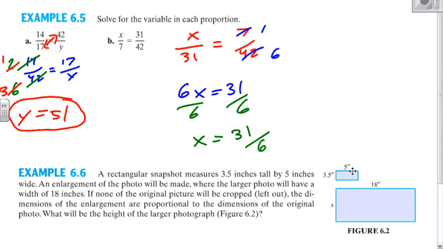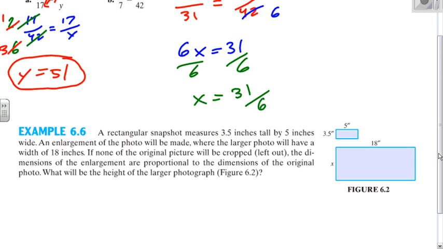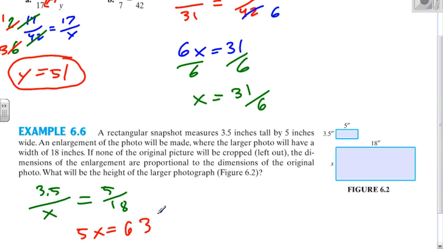So we're going to set up a proportion, length to length and width to width. So you do 3.5 to x equals 5 to 18. So when we cross multiply, we get 5x equals 63.